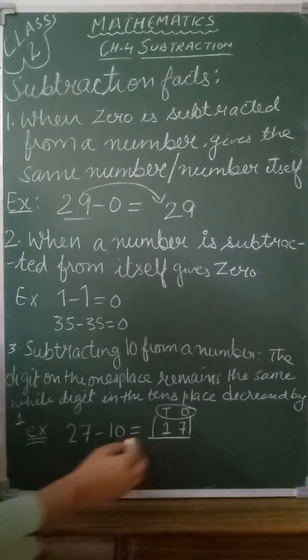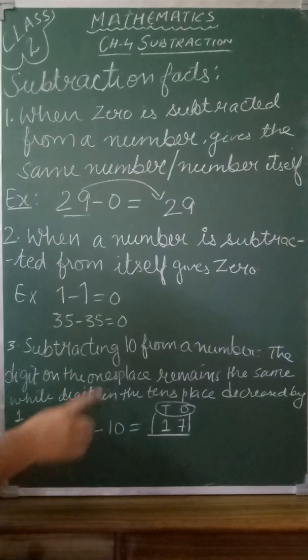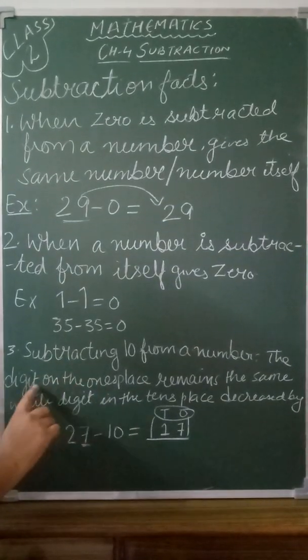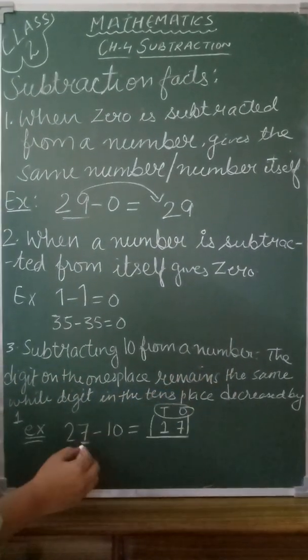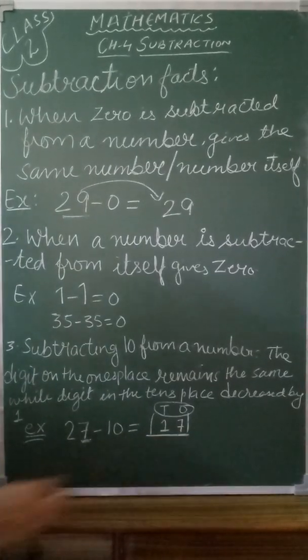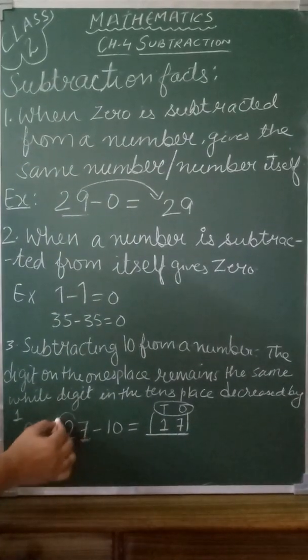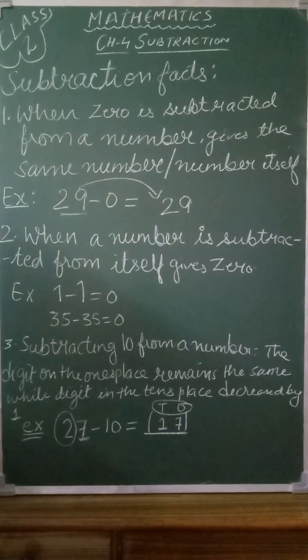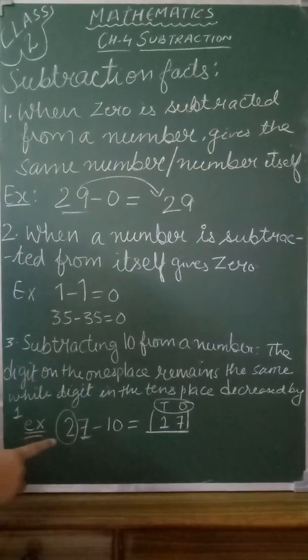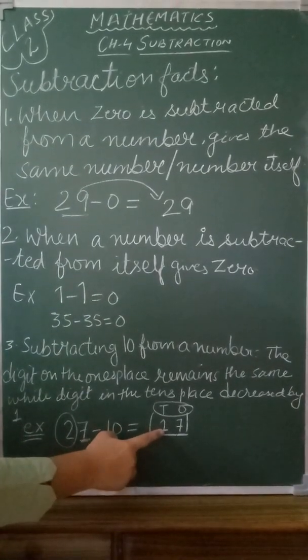So what is the way? This is the ones number. So what is the step here? The digit on the ones place remains the same. So ones place is same, right? And the number which is on the tens place is decreased by 1. Decreased by 1 means minus 1 from this number. So 2 minus 1 is 1.